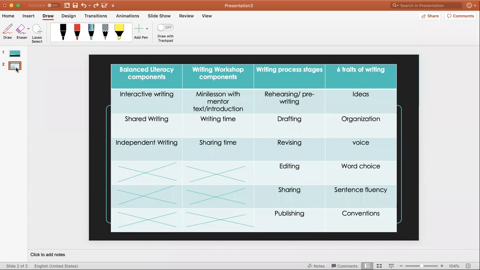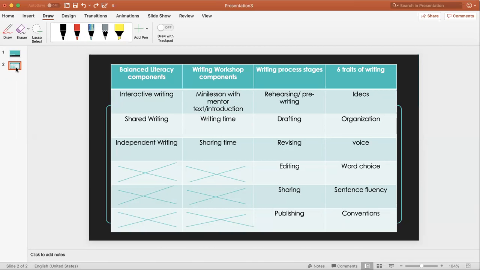Shared writing is what we did with our mentor students, is we would write while they were writing. So they would be writing for a duration of time and we would be writing at the same time, trying to influence them or help them understand that we also have to do it too. Independent writing is where the kids go and they write all by themselves.